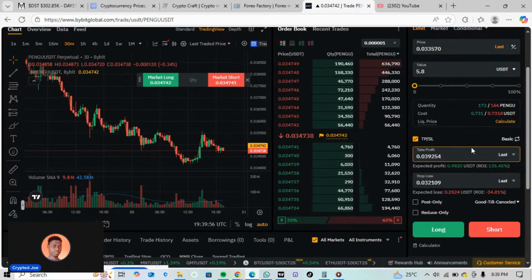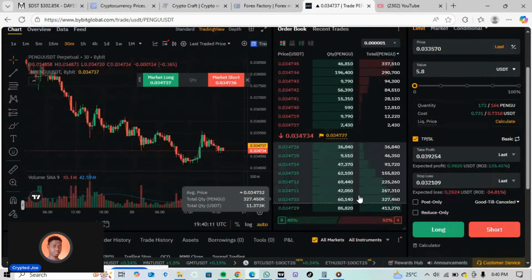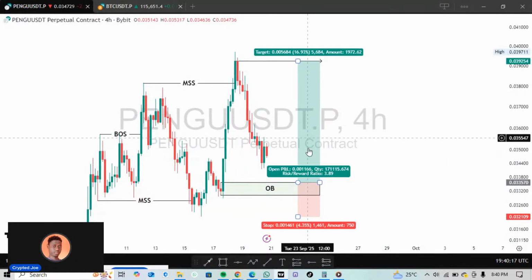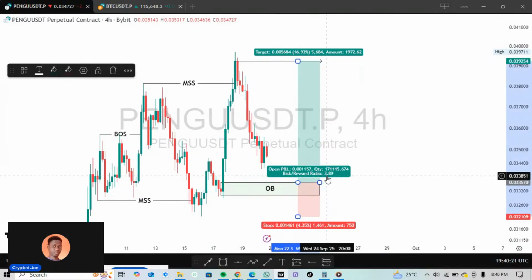You understand? So this is it. Since I'm risking 0.25 cents on the trade, I'm going to make back 0.9820, almost $1 on this trade if it goes my way. And now this is because of the risk reward ratio. Now on this particular trade, we have almost 1 ratio 1:4.